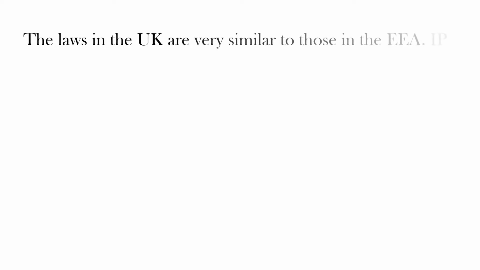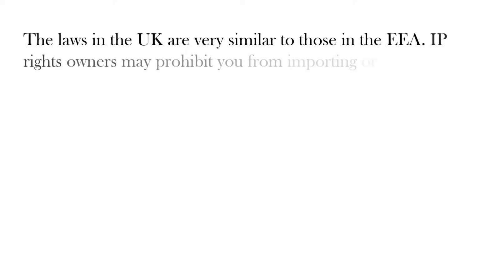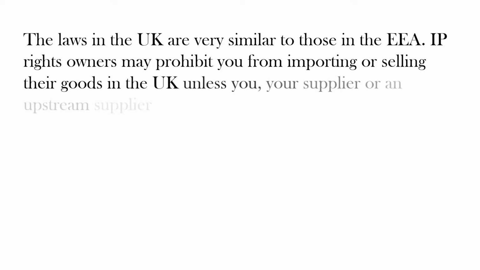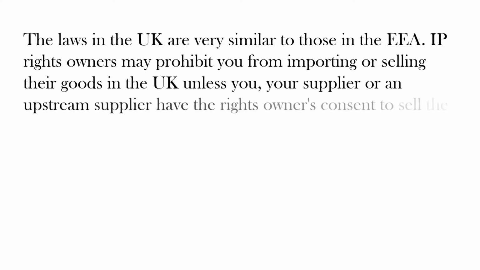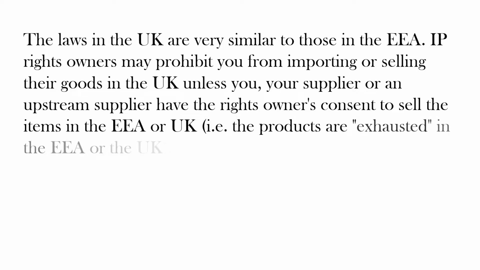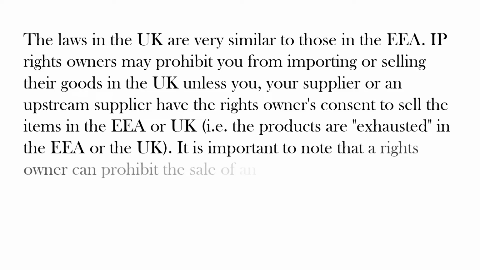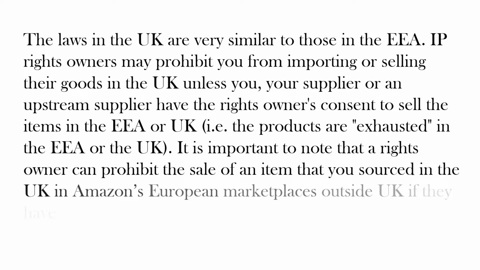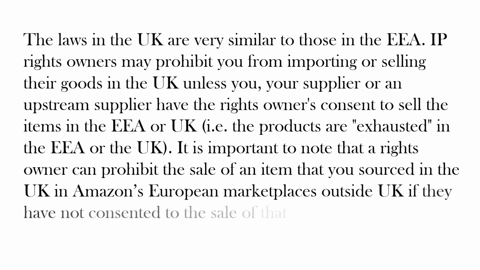The laws in the UK are very similar to those in the EEA. IP rights owners may prohibit you from importing or selling their goods in the UK, unless you, your supplier, or an upstream supplier have the rights owner's consent to sell the items in the EEA or UK. That is, the products are exhausted in the EEA or the UK. It is important to note that a rights owner can prohibit the sale of an item that you sourced in the UK in Amazon's European marketplaces outside UK, if they have not consented to the sale of that item in the EEA.